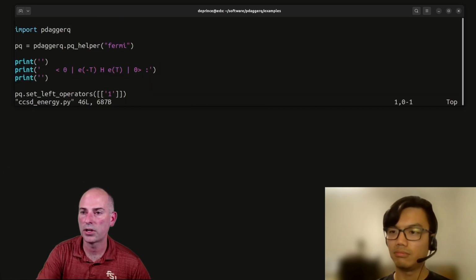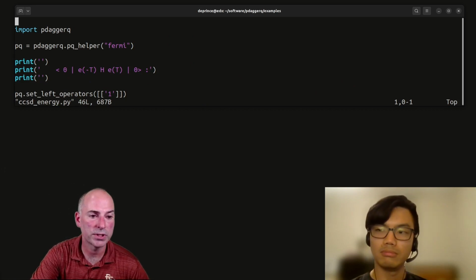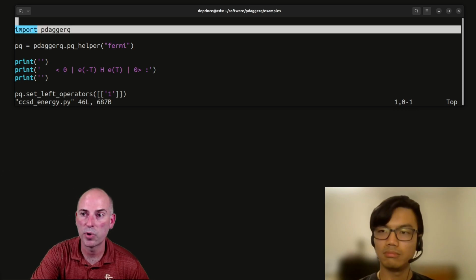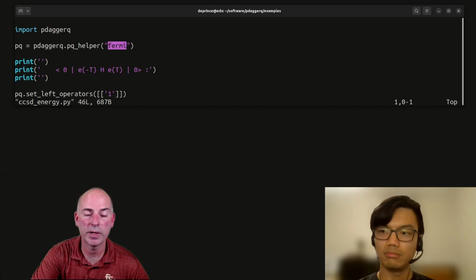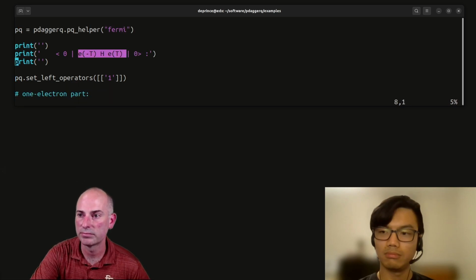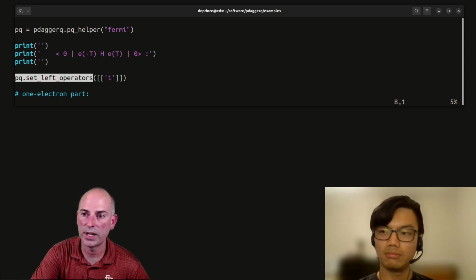I have a code for the energy from CCSD. It looks very similar to the code I had before. I have import pdagger_q. I grab a pq helper, but this time the argument I pass to it is Fermi, because I want to use the Fermi vacuum instead of the true vacuum. And then I want to evaluate this thing. That's the energy expression. There's a function that we don't need right now, but I'll go ahead and introduce it to you.